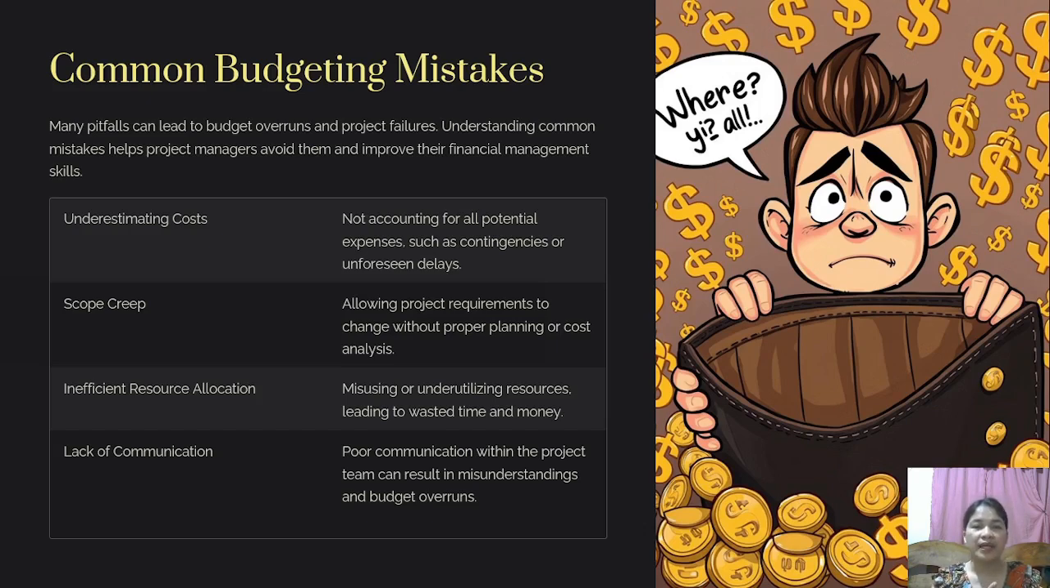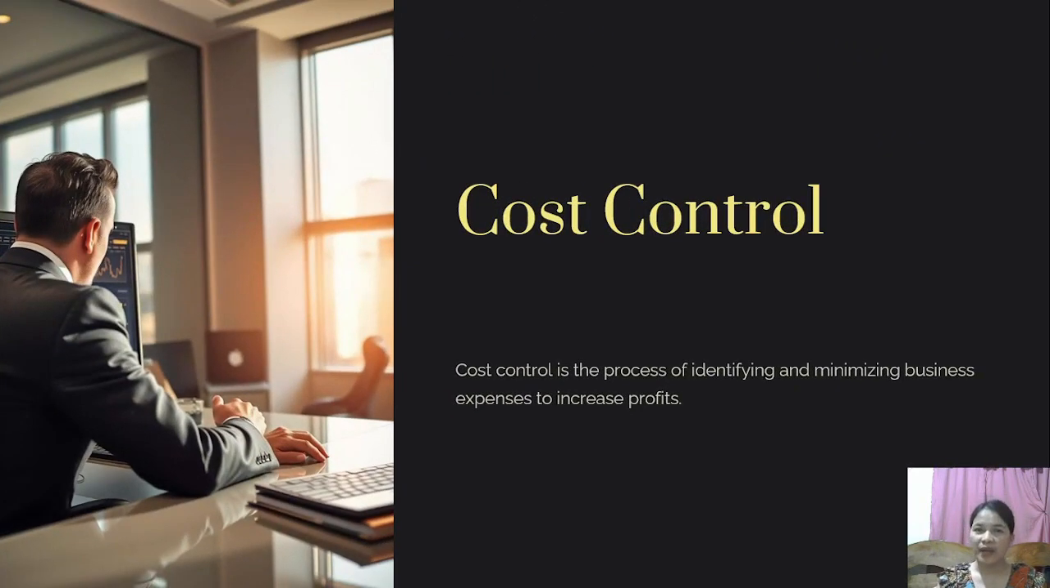The fourth one is lack of communication. Poor communication within the project can result in misunderstanding and budget overruns. The financial team should always be informed if there are changes, or else they will be using outdated cost projection, and thus this will result in cost overruns. That's why it is very important to control cost.